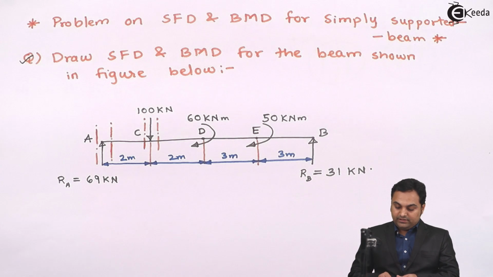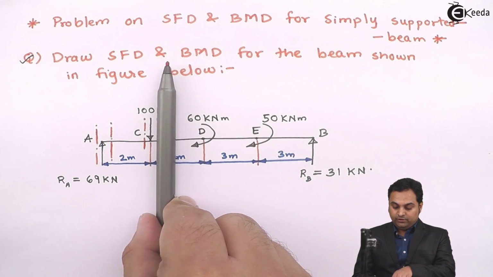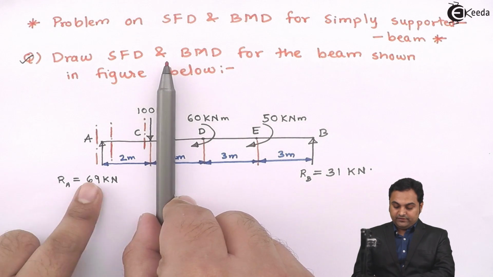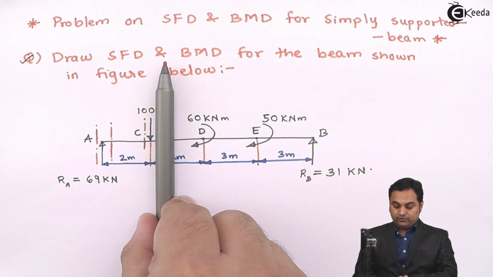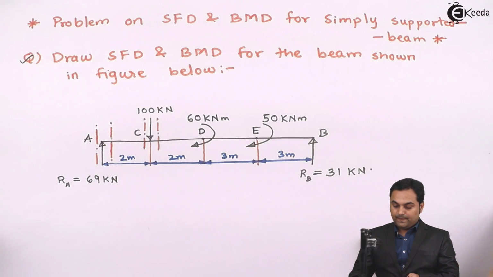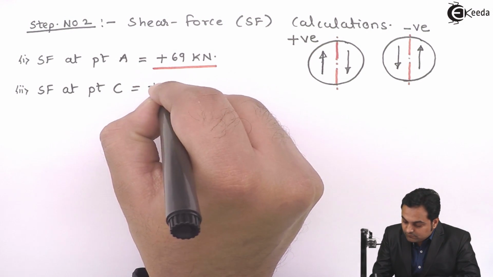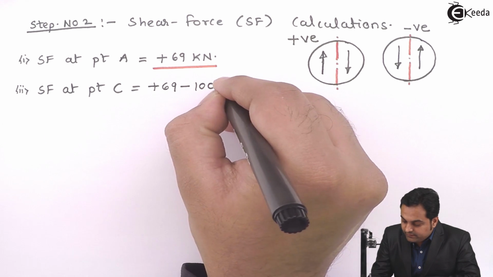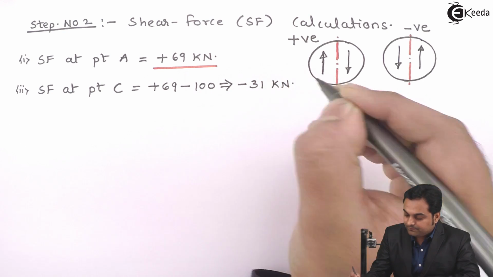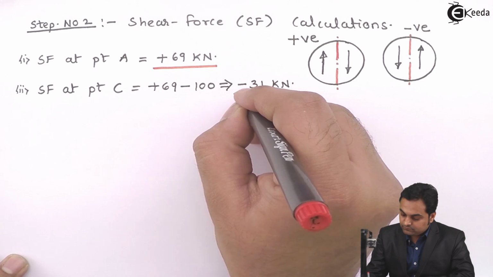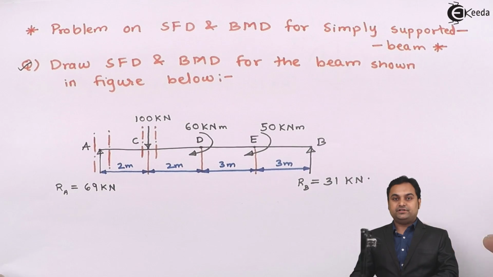then here I have the section, and to its left there are two forces, 69 kilonewton upward. So to the left of section, upward force is positive, 69 is positive, then 100 is acting downward. So to the left of section, downward force is negative. So this will be plus 69 minus 100. And it gives me the value as minus 31 kilonewton. Next, after this, that is getting the shear force at C.